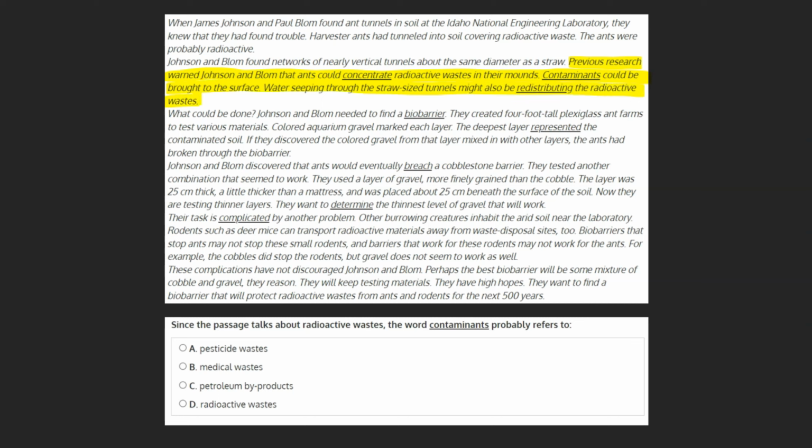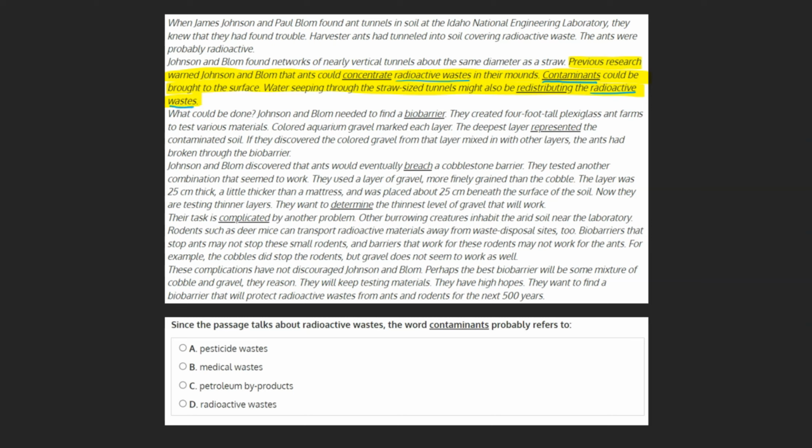wastes. Because the sentence that mentions contaminants doesn't specify what these contaminants are, we need to look at the surrounding sentences for clues. The previous sentence mentions that the ants could concentrate radioactive wastes in their mounds, and the sentence that follows it says that water seeping through the straw-sized tunnels might also be redistributing the radioactive wastes.